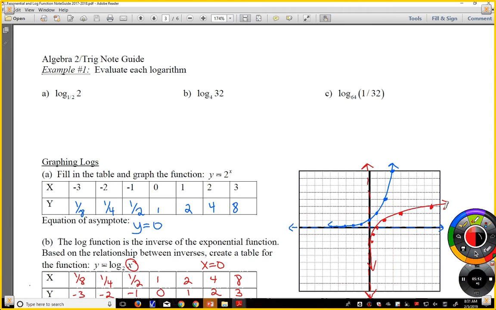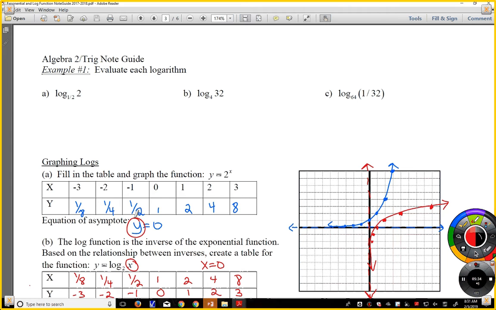Yeah, so remember when we create inverses, things that used to be x values became y values, and things that used to be y values became x values. So if the equation of this asymptote used to be y equals 0, and when we invert it, x and y change positions, then the asymptote becomes x equals 0.